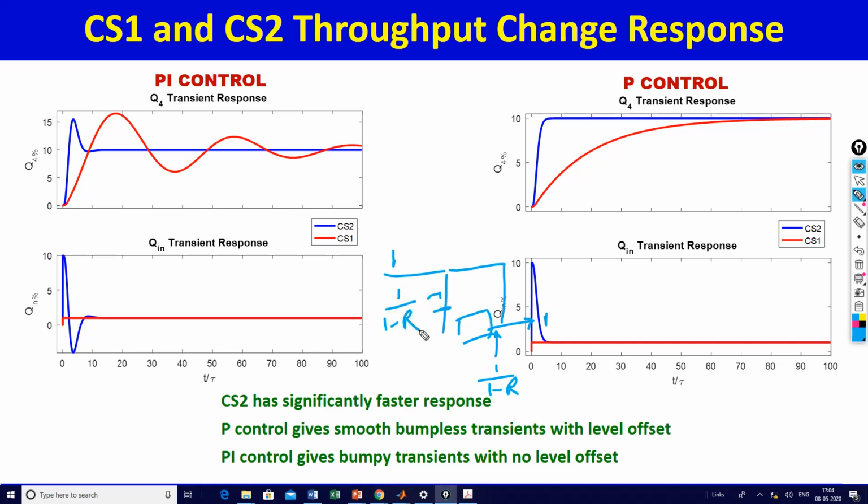So for example, if R is 0.9 and you want to bring about a change of 1% in the fresh feed rate, then the Q naught, which is the throughput manipulator in CS2, must be changed by 1% divided by 1 minus 0.9, so actually 10%. So that's what we have here.